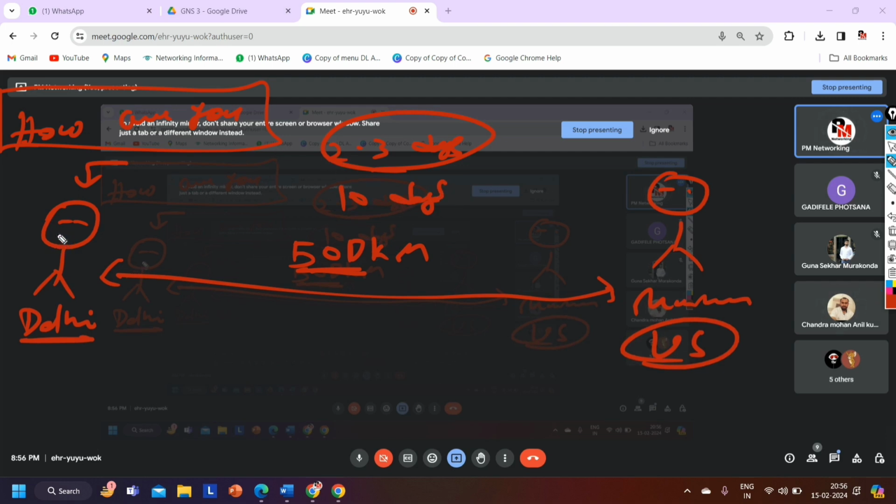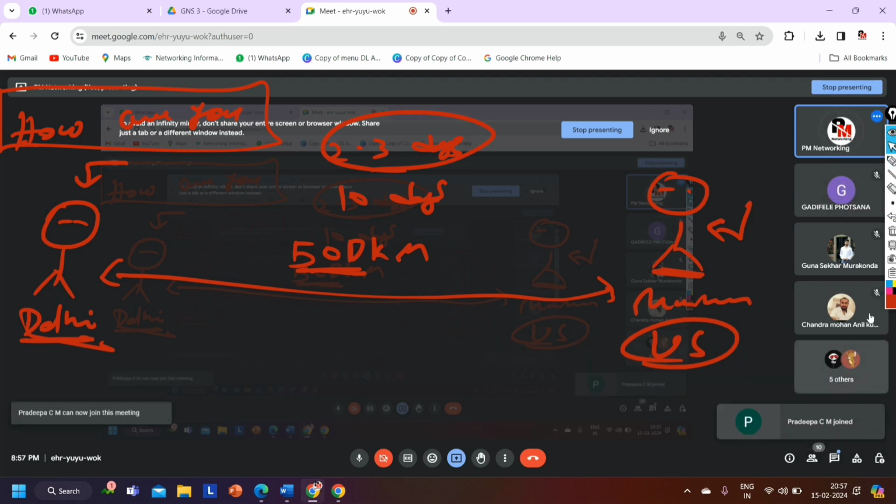But through network, these two guys can communicate with each other in a second. Yes or no? These guys can open WhatsApp on their mobile, and they can send hi to these guys. And within a few seconds, these guys will receive hi from the Delhi guy. Yes or no? So through network, we can exchange information very fast. Yes or no?